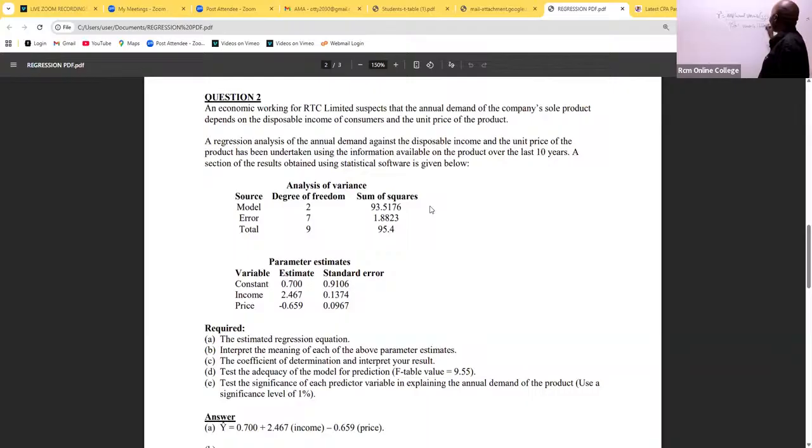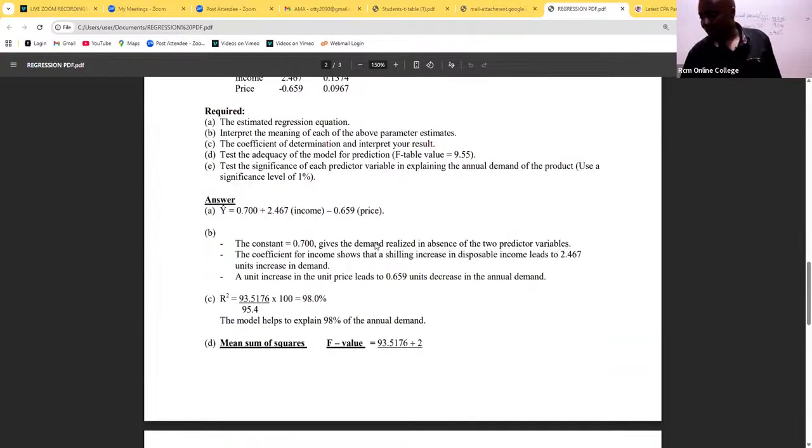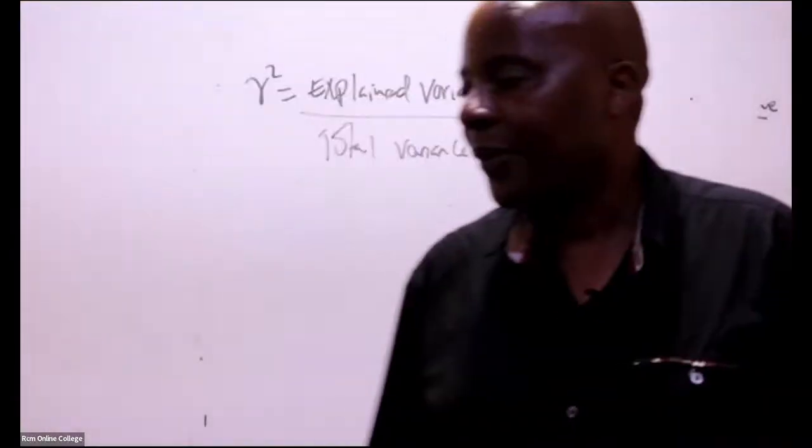So then the model, which is explained variance, 93.5176, 93.5176 all over the total, which is 95.4 like that. This is how they were able to get, is it 96 or 98%? This is how they were able to get the 98%.